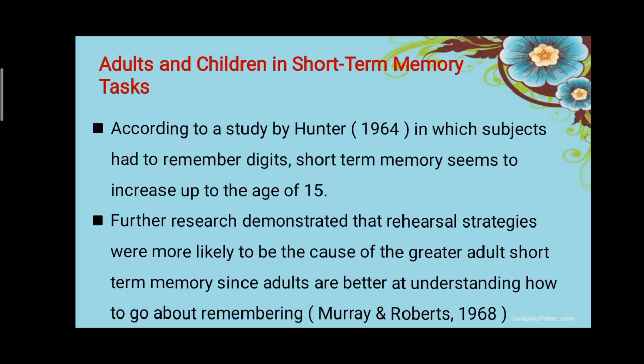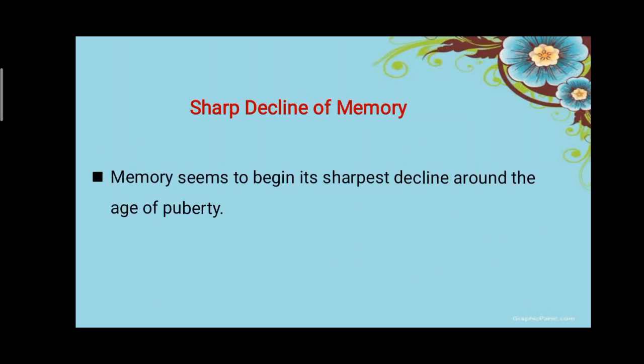It was demonstrated that rehearsal strategies were more likely to be the cause of the greater short-term memory of adults, since adults are better at understanding how to go about remembering, according to Murray and Roberts. And next, the decline of memory. Memory seems to begin its sharpest decline around the age of puberty.